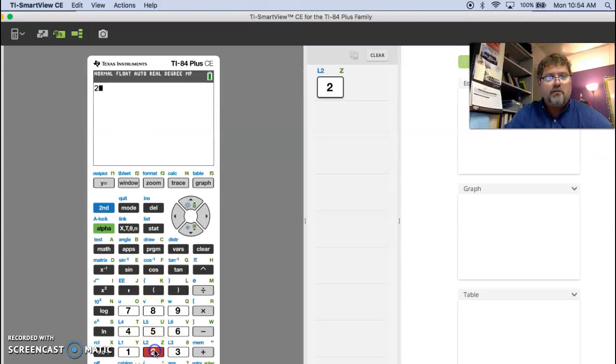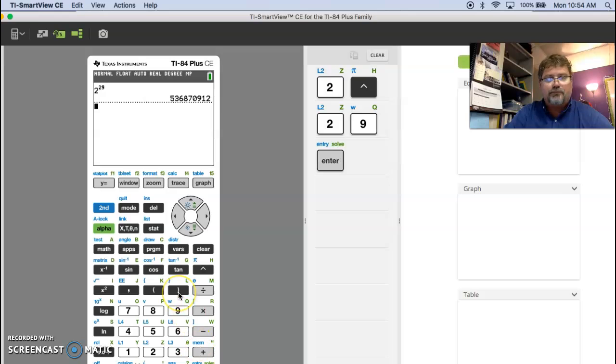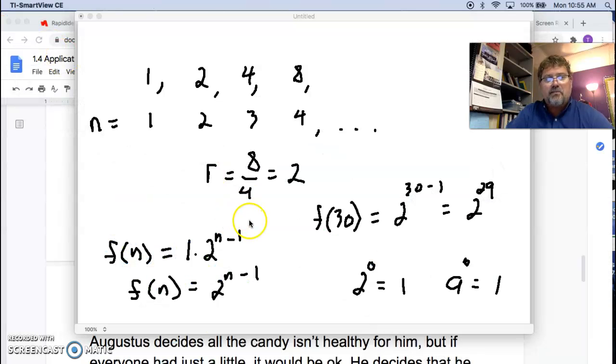So we got 2 raised to the 29th power. It's going to be a big number. Whoa. So that looks like 536,870,912 pieces of candy. Okay. So the parents are going to have a tough time finding that amount of candy, I'm pretty sure. 500 million pieces. Does that plan sound feasible? I don't think so, right? I'll write that number on the notes when we get done.